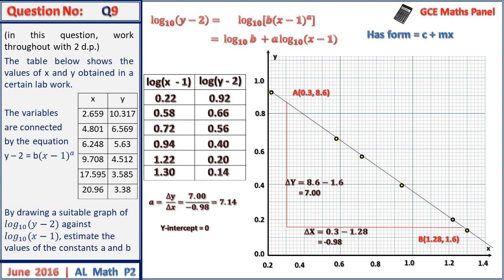To 2 decimal places. Equally, our y-intercept from the graph is the point 0.94. And this corresponds to log b base 10, which is equal to 0.94. Solving for b gives us 10 to the power 0.94, which is 8.71. These are the values of the constants a and b.